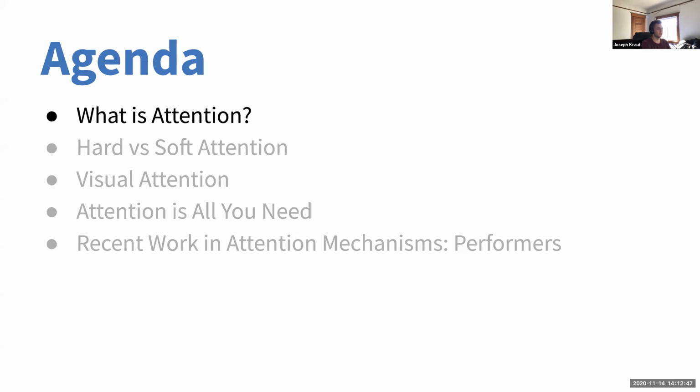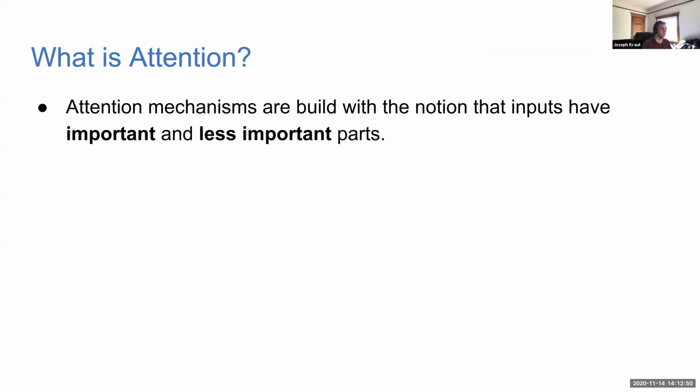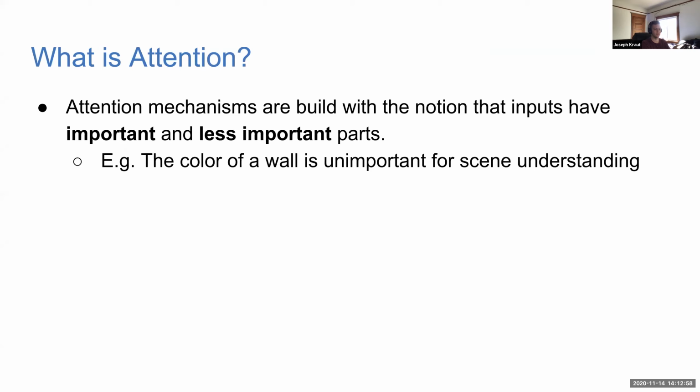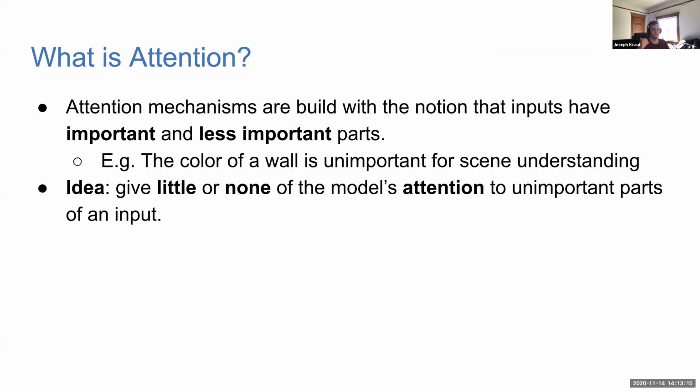Okay, so first thing, what is attention? Attention mechanisms are really built off this notion that some parts of the input are more important than the others. So for example, if we're trying to get at general scene understanding, the color of a wall behind a person is probably a lot less important than what the person's doing or other features about a video frame or an image of a person. So the idea is to, at a very high level, give little or none of the model's attention to the unimportant parts of an input. And a lot of what we're going to be talking about today is designing ways to do just that.